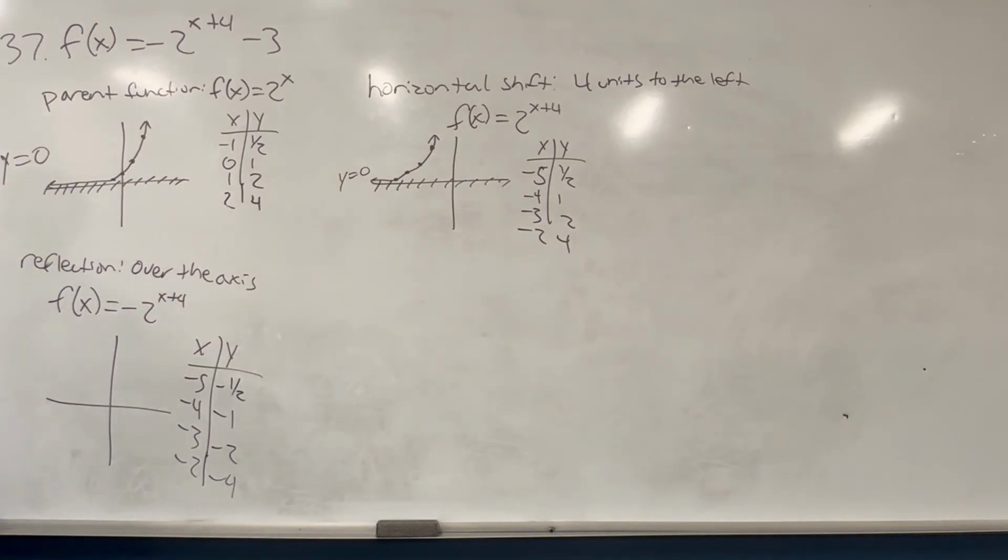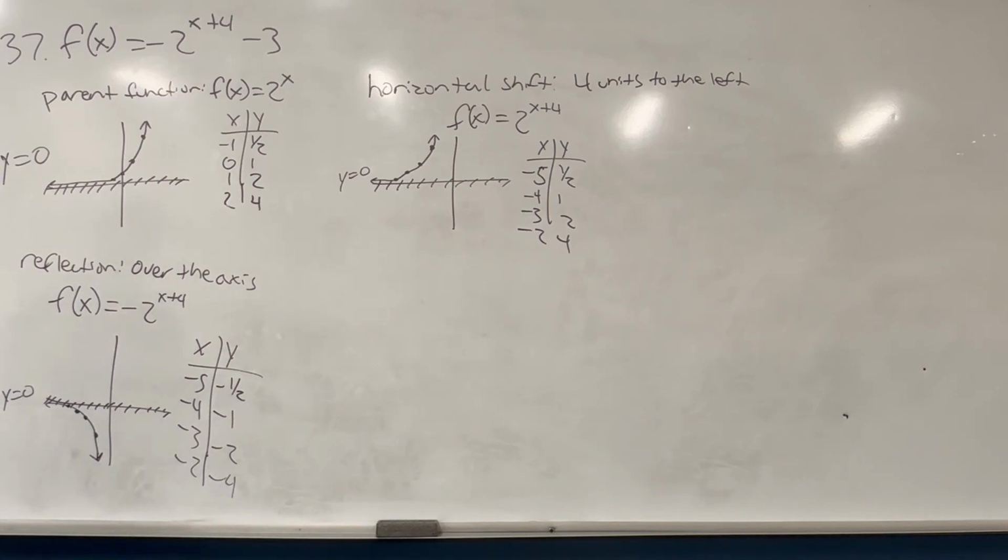Again, I'll graph it out. So I'm just going to eyeball it. So this is like negative 5, 1/2, 4, 1, 3, 2, and then negative 2 is like 4 down here somewhere. So it looks like that kind of. And then again, our asymptote is y equals 0 because we did a horizontal shift and a reflection. So that horizontal asymptote just stays the same.